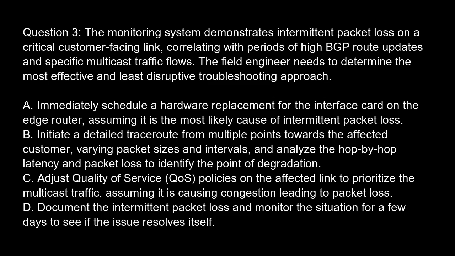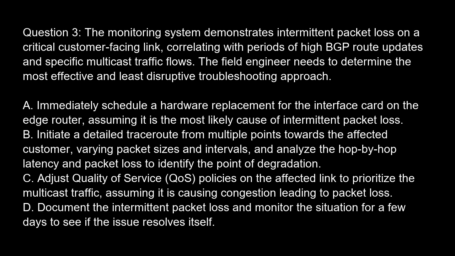Question 3. The monitoring system demonstrates intermittent packet loss on a critical customer-facing link, correlating with periods of high BGP route updates and specific multicast traffic flows. The field engineer needs to determine the most effective and least disruptive troubleshooting approach. Option A. Immediately schedule a hardware replacement for the interface card on the edge router, assuming it is the most likely cause of intermittent packet loss.